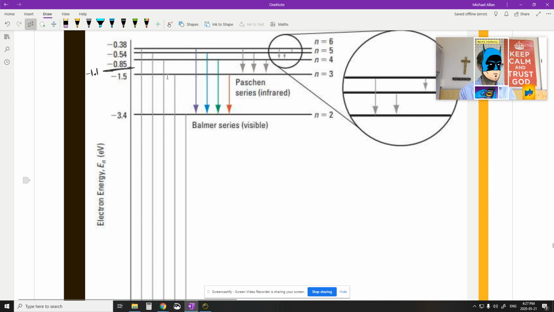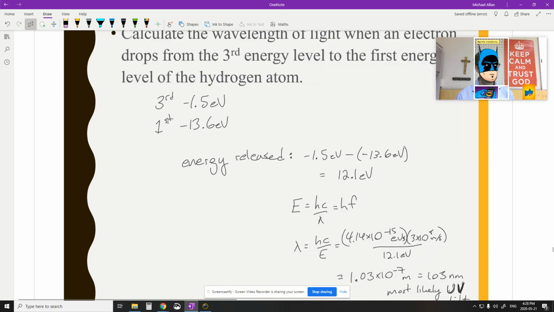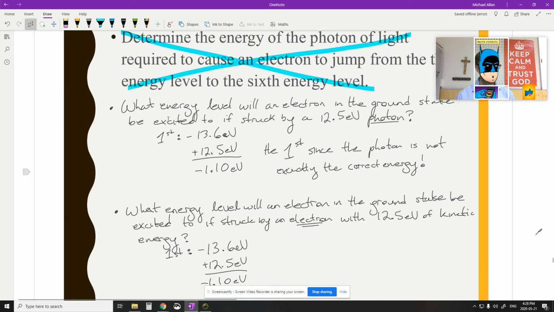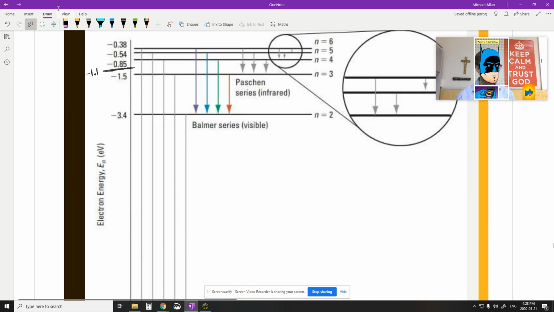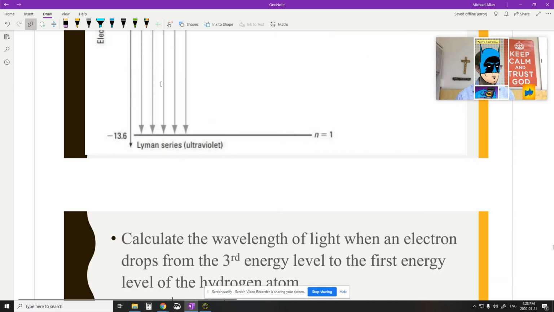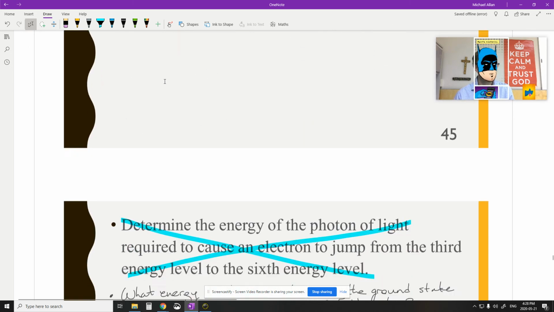If I wanted to go to the fourth one, I would have to have 12.75 electron volts. Because this lands in between, the photon's not going to be used. Okay? But because the next question is all about electrons, now the electron doesn't have to be exact. It just has to give up enough to get me to a level. So because it's between levels 3 and 4, it has enough to get me to level 3, and then it just keeps the rest.